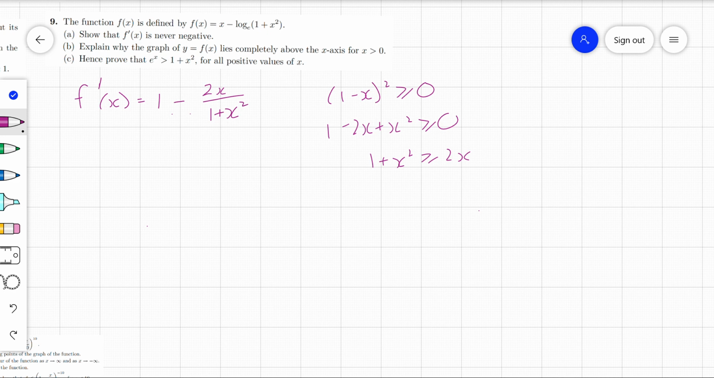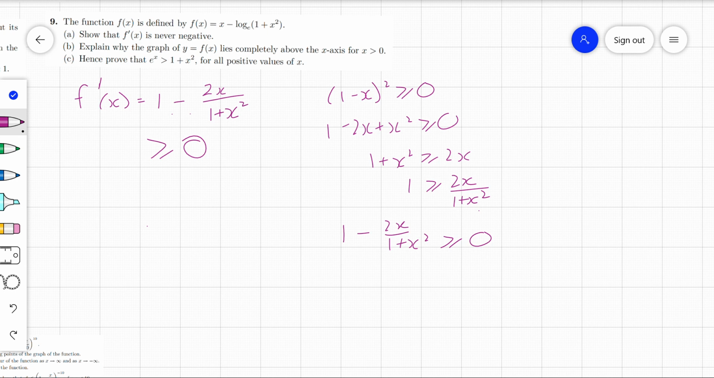Now I can divide through by 1 plus x squared because I know 1 plus x squared is always positive. So I can divide through by 1 plus x squared, and you can see then I can subtract that 2x on 1 plus x squared, and I get that it's always positive. So we've shown that this is always greater than 0.